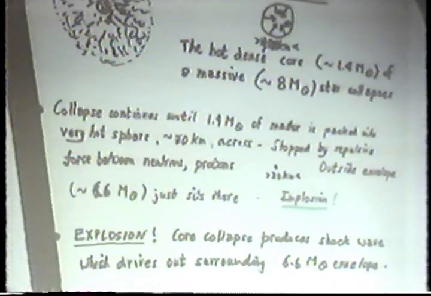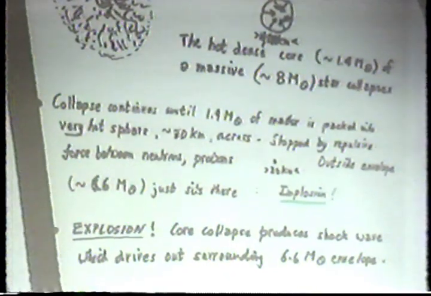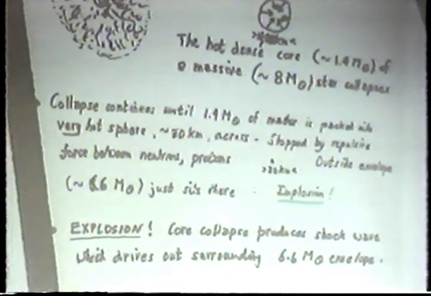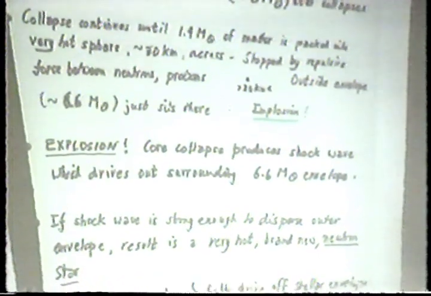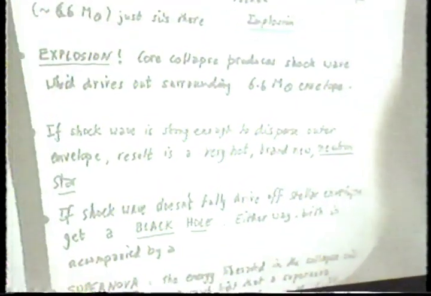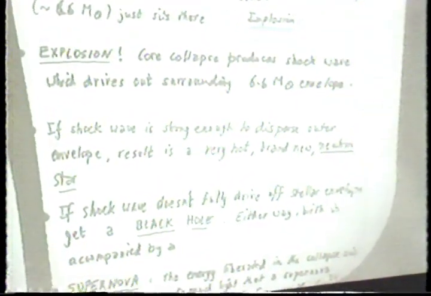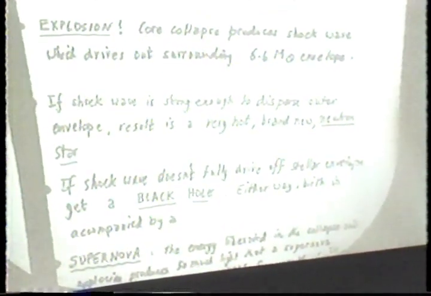What happens then is that gravity is trying to drive stuff in. You've got this pressure building up and building up. You get an explosion. The core collapse sends out an enormous shock wave, which drives the outside matter away. Now, if it's successful in driving the outside matter away, you wind up with a neutron star of about 1.4 solar masses.